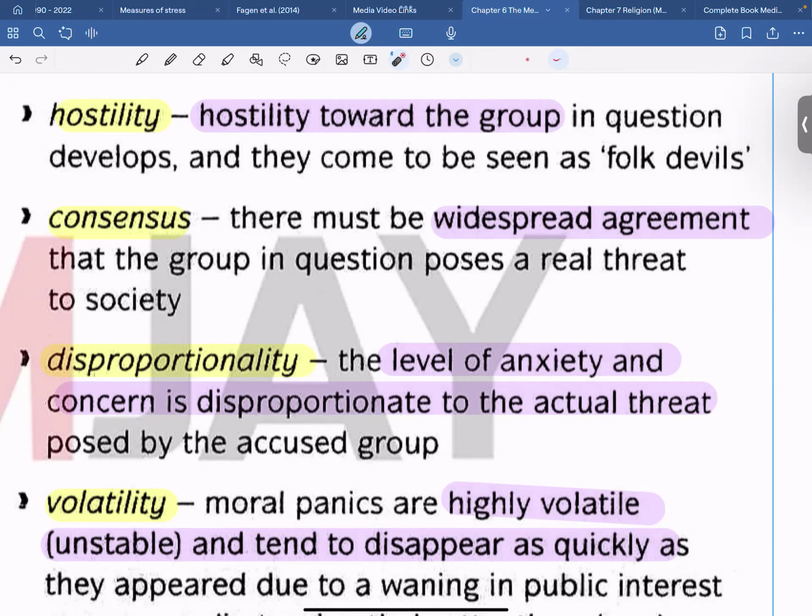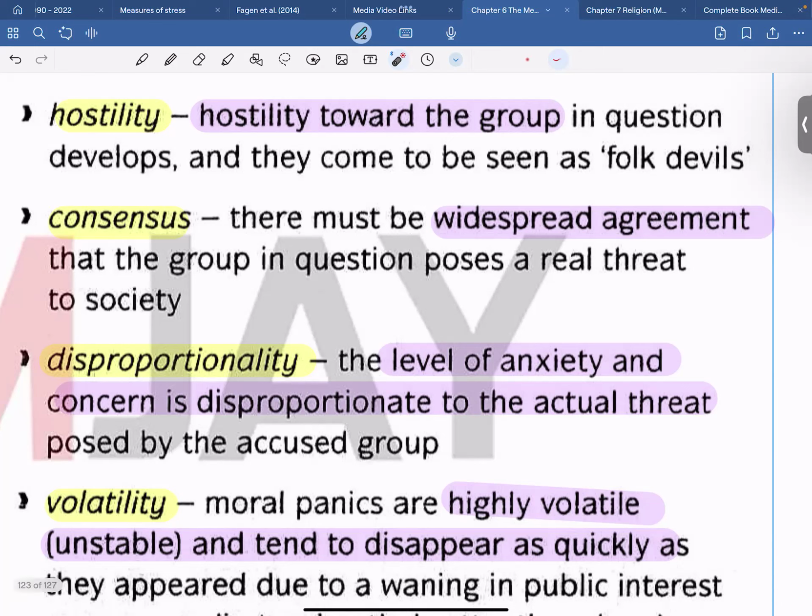What does the word folk devil mean here? When we use the word folk devil, we are talking about a particular group of individuals, or a particular individual, being shown in a negative manner, to the point that people start seeing that individual or that group as a threat to society.